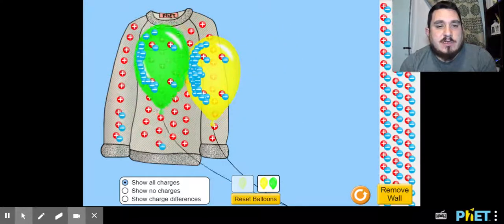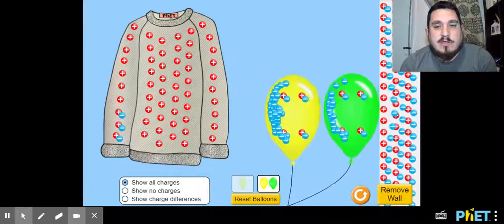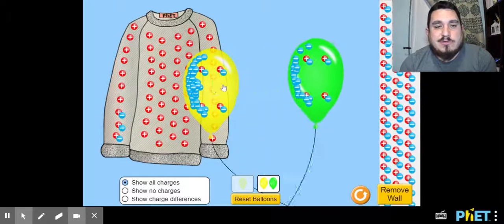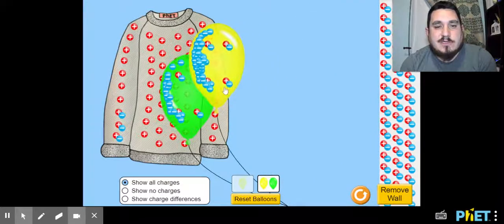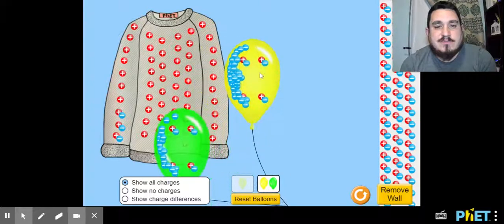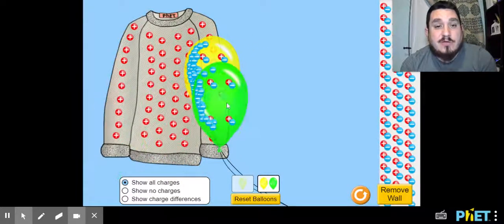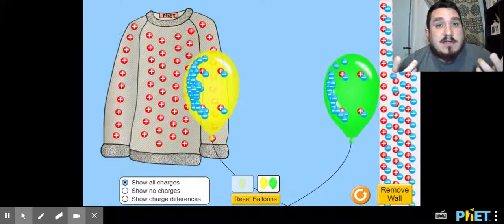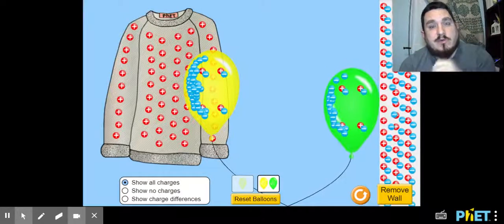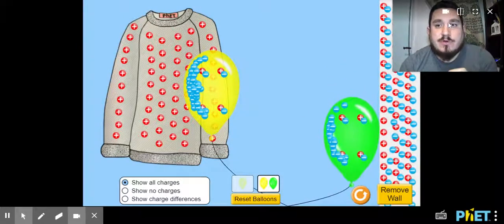Let's see if we got another one in here. If I add some protons to that. So note that the balloons don't really like each other. They're kind of fighting each other a little bit here. See how that balloon kind of dodges it. It wants to stay away from the other balloon because both balloons are negatively charged now, and the two negative charges are going to repel each other and move away. All right, let's go back to the notes real quick.